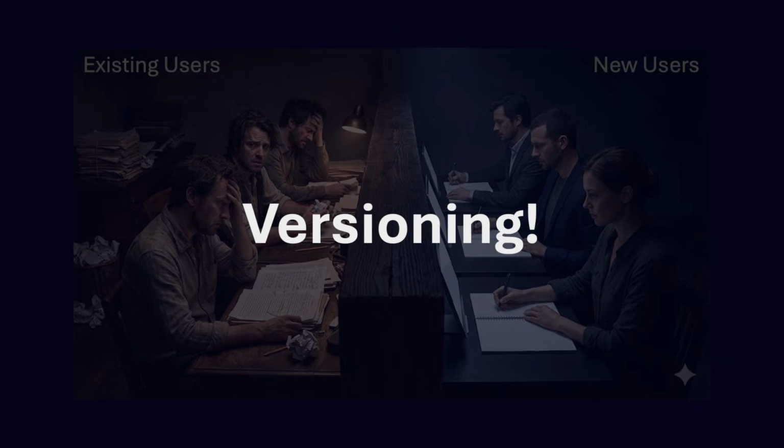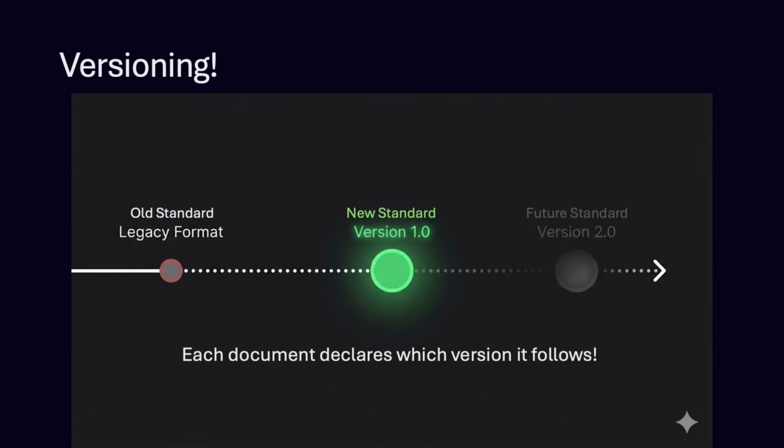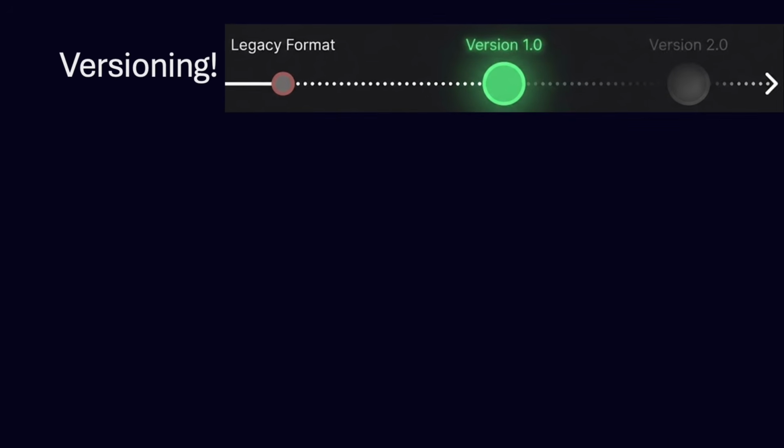This is where versioning comes in. So I will create format versions, just like software has version numbers. Each book data will declare which version of my format it's using. This way I know if it's following the new standard or the old standard.